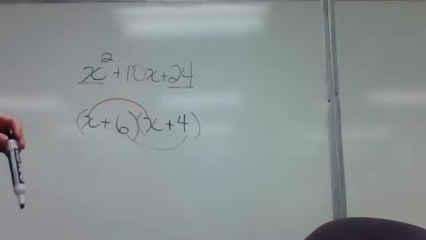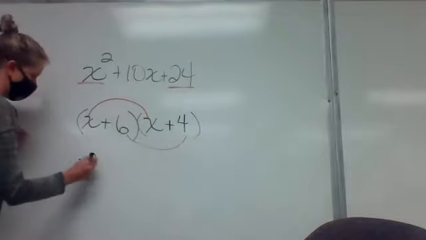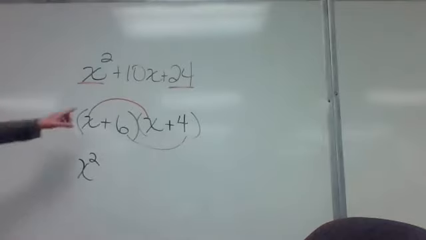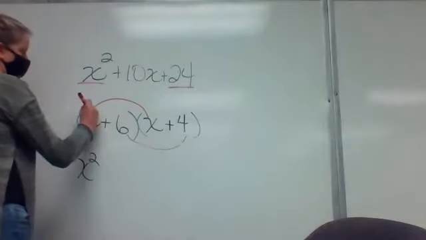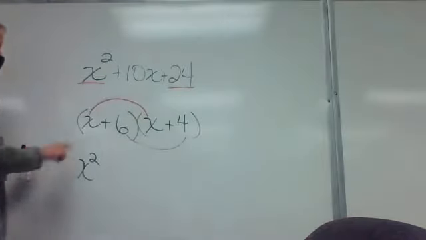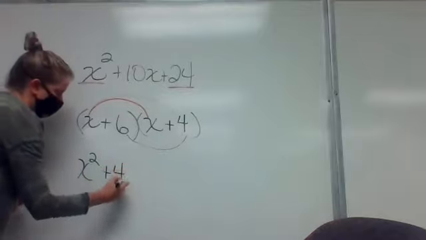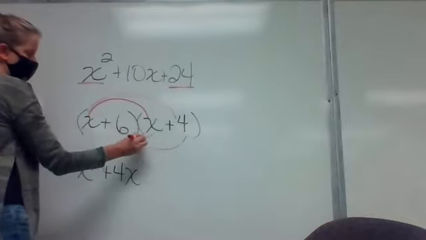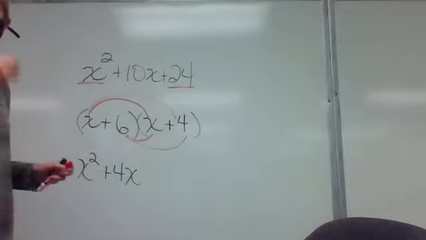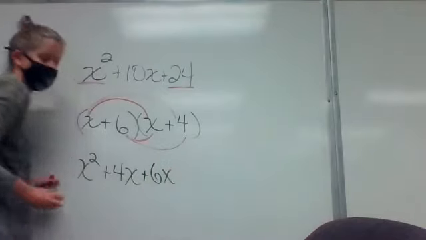Now, let's fully check this by doing a full FOIL on this. So, like we said, we needed x times x. That gave me x squared. Then we had x times positive 4. What does that give you? If you have x times positive 4, that gives you positive 4x. Then you did your inner, right? After you do outer, then you come in and do inner. Well, what's that inner going to give you? I've got a positive 6 times x, which is positive 6x.